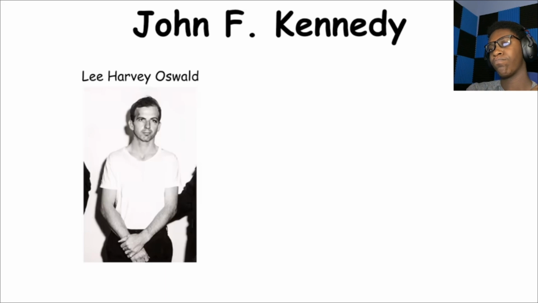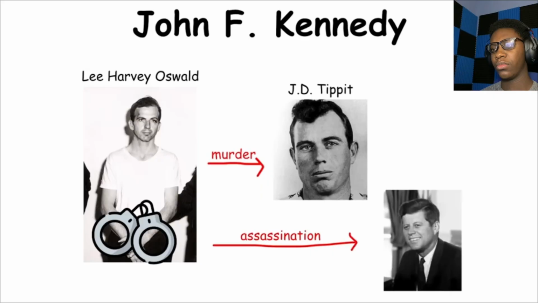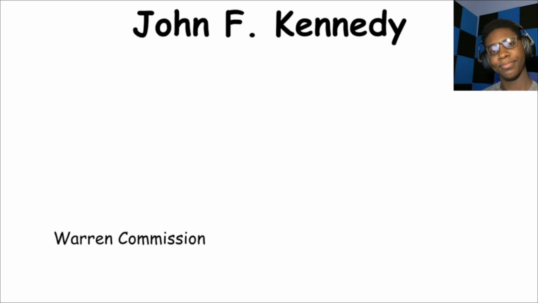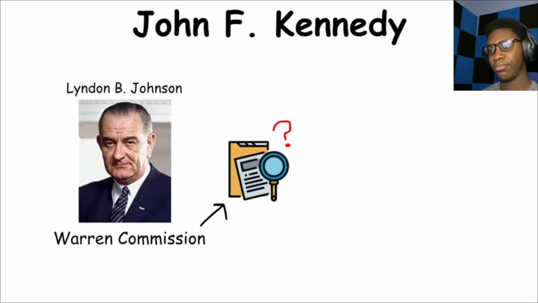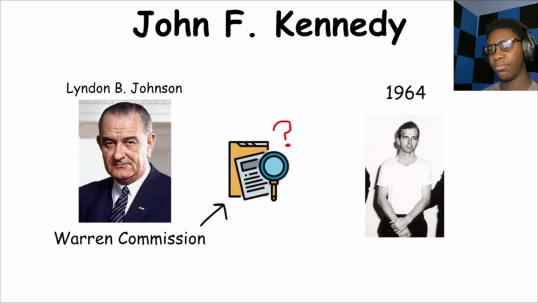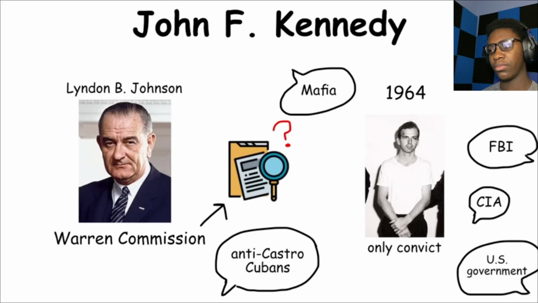Shortly after the assassination, Lee Harvey Oswald, a former Marine and defector to the Soviet Union, was arrested for the murder of a Dallas police officer, J.D. Tippit. Later, he was charged with the assassination of President Kennedy. Oswald denied the charges, claiming he was a patsy. The Warren Commission was established by President Lyndon Johnson to investigate the assassination. In 1964, it concluded that Oswald acted alone in killing Kennedy. Despite this, numerous conspiracy theories have persisted, suggesting involvement by various groups, including the Mafia, the CIA, the FBI, anti-Castro Cubans, and even elements within the U.S.